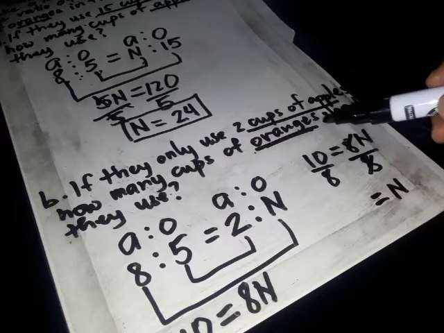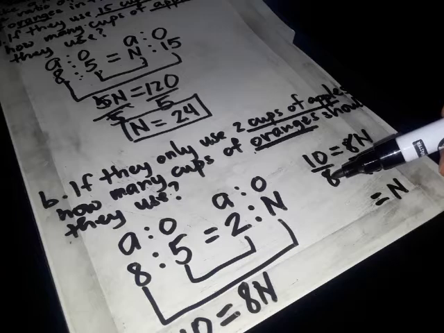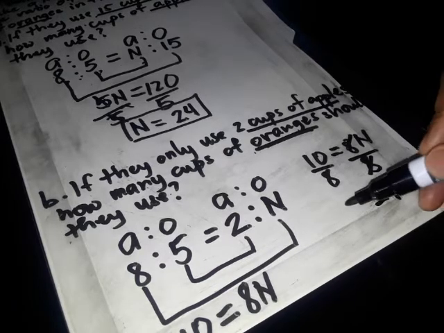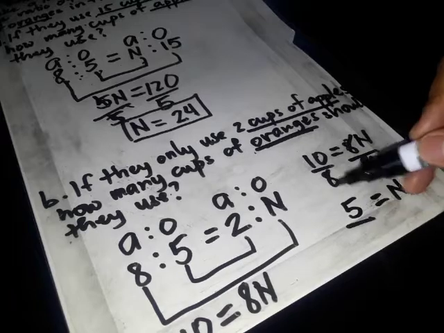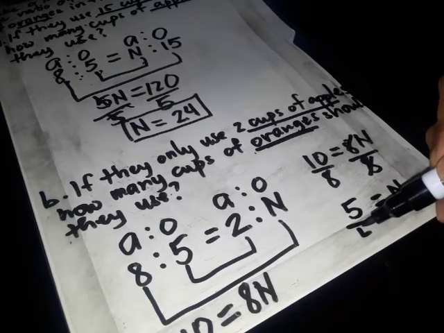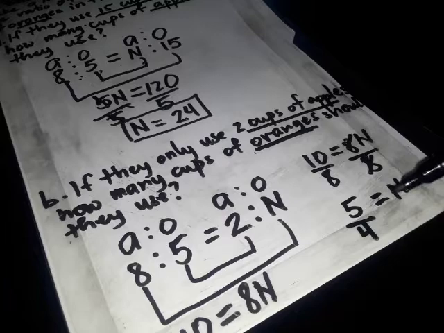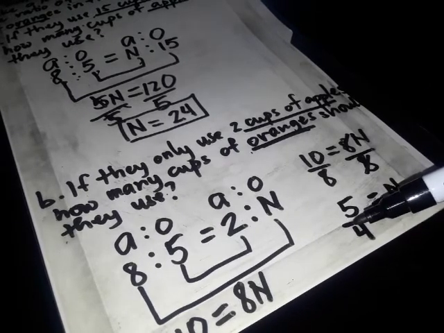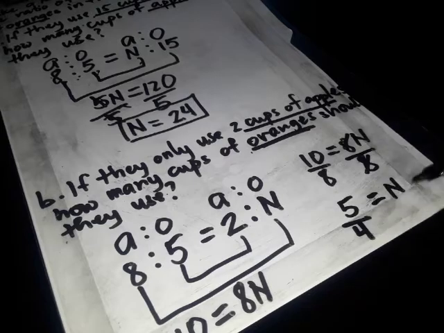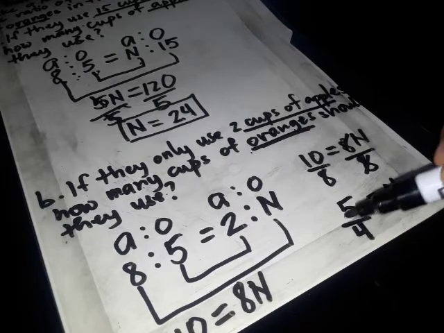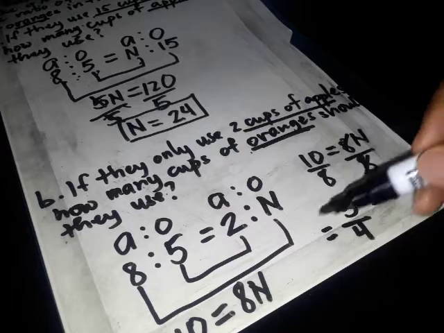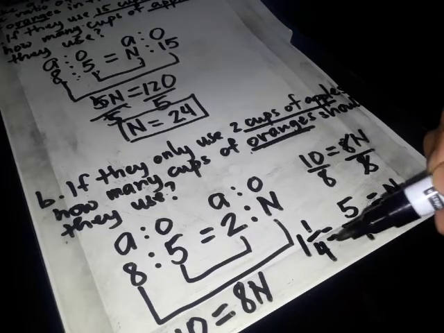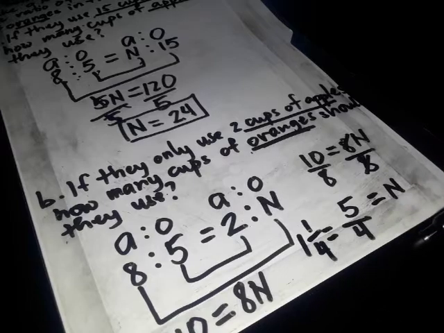Ililowest term natin. Remember that 10 and 8 are both divisible by 2. So, 10 divided by 2 is equal to 5. 8 divided by 2 is equal to 4. So, ang n natin ay 5 over 4, or pwede nating i-divide ito. 5 divided by 4 ay equal to, pwede siyang 1 and 1/4 or 1.25.